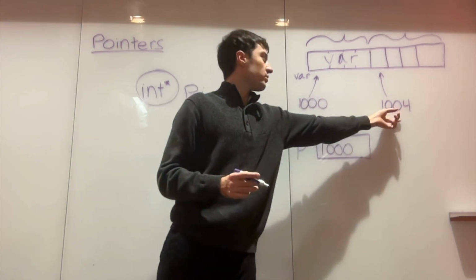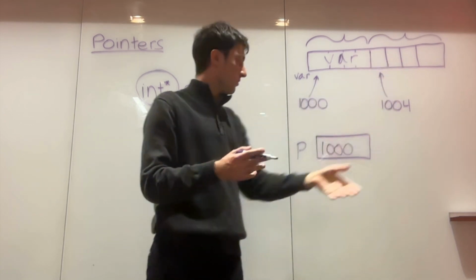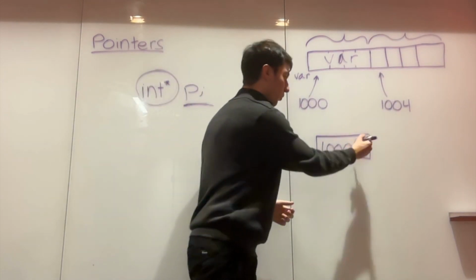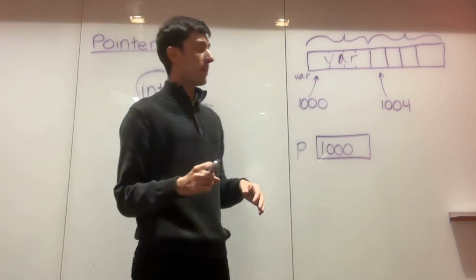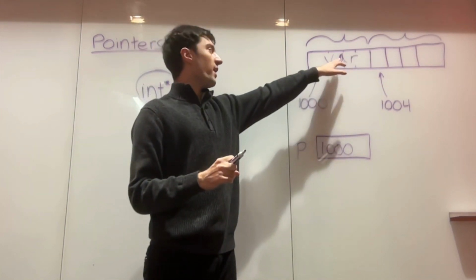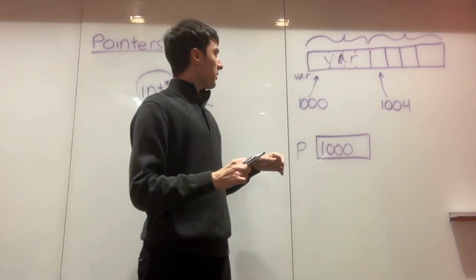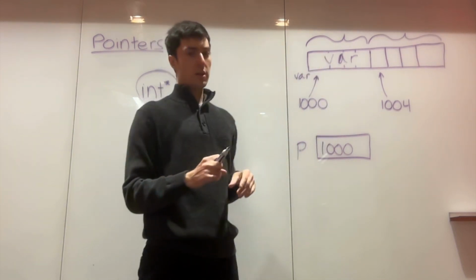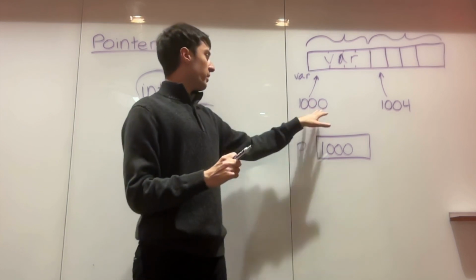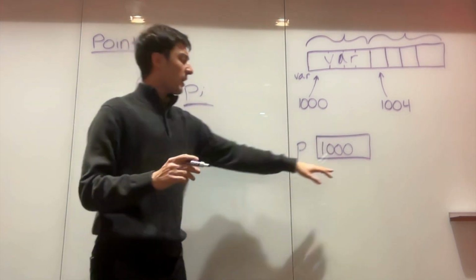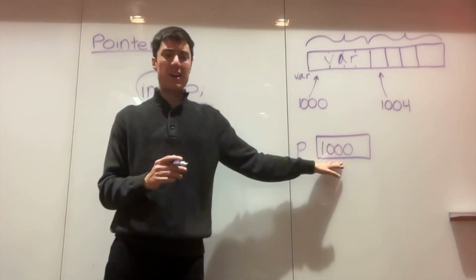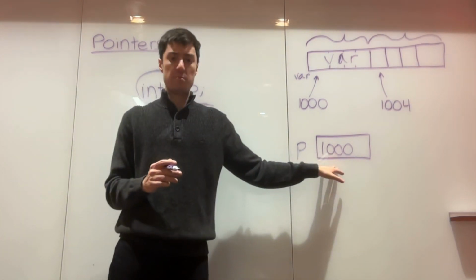It could have been 1004. We didn't initialize anything yet, but we could put 1004 right there. Okay, nothing is stopping us because it's just a memory address, right? But we have this var variable that we declared somewhere else in our code, and it lives at 1000. Okay, so how do we actually put this address, this 1000, in the p pointer variable?